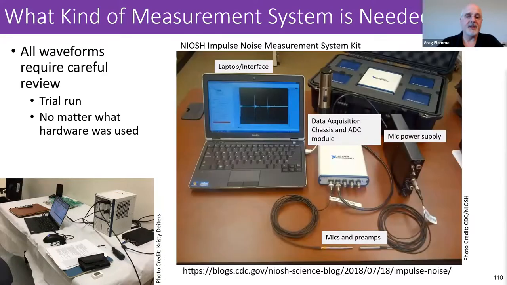And then along the left-hand side, I want to just point out a trial run, no matter what the hardware is, getting some trial runs to look at the morphology of the waveform is crucially important. When I talk about these sort of lab-based systems or desktop systems, this is one example of that. This is something that was a sound level system for impulses that was developed by Chuck Cardis at NIOSH. And you can see that you've got a module, a computer, a power supply, microphones, and preamps associated with it. Another example of how that can look, next slide.